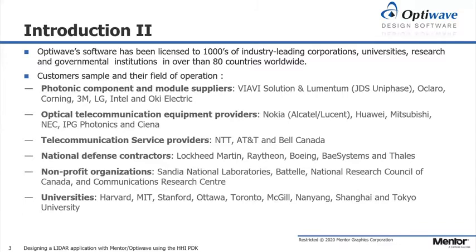Because Optiwave has been around for so long, we have been able to sell thousands of copies of our software to businesses, universities, research, and governmental institutions. We do business with over 80 countries worldwide. Here you can see the type of businesses we cater to, starting from photonic component and module suppliers, optical telecom equipment providers, telecom service providers, defense contractors, nonprofit organizations, and universities.